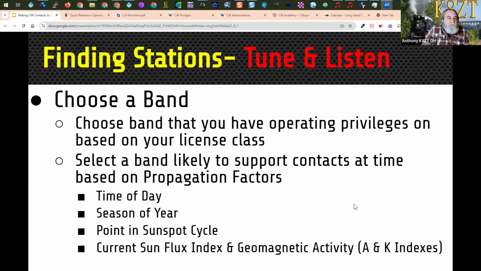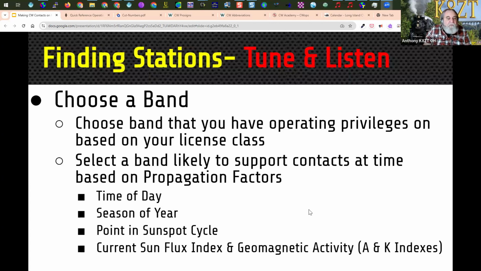Choose a band that you have operating privileges on and make sure you stay within your license privileges. So just don't tune around when you find a station and respond to them. If you have a General class license, be aware of those donut holes I talked about earlier. If you have a Technician class license, remember that you only have CW privileges on certain bands and you can only use CW. You can't use other digital modes there.